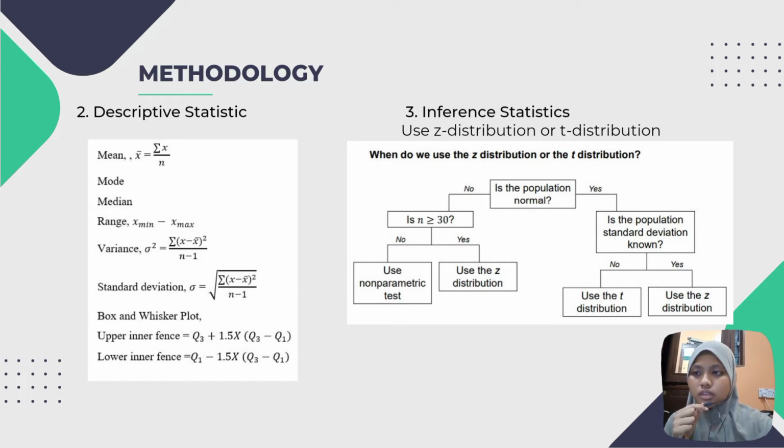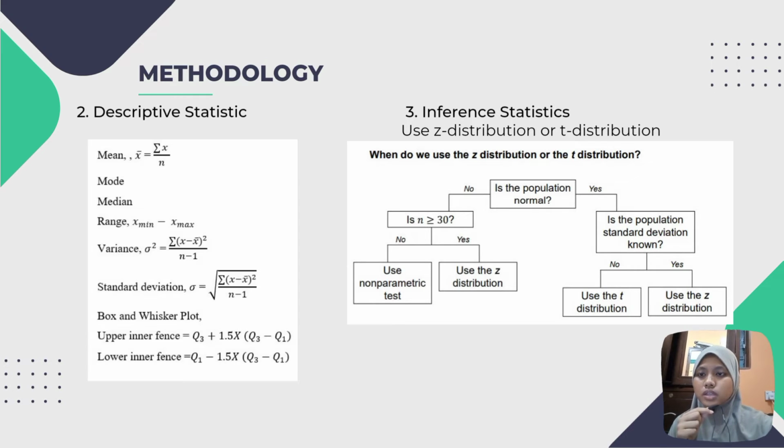After we take the data, we start to calculate. The first calculation is descriptive statistics. In this calculation, we calculate the mean, mode, median, range, variance and standard deviation. After that, for the box and whisker plot, we calculate the upper inner fence and lower inner fence.